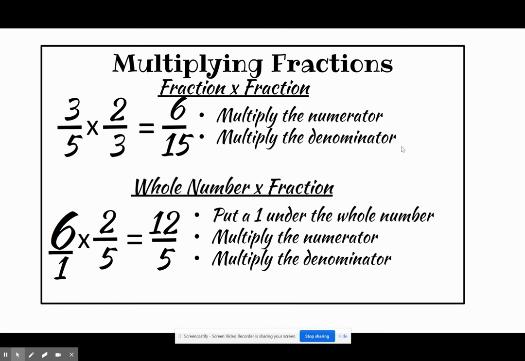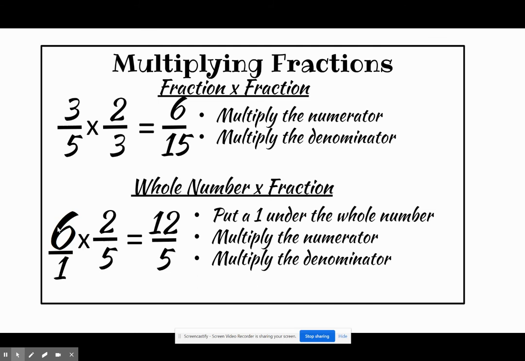Multiplying fractions and dividing fractions is really super easy. In fact, it's way easier than adding and subtracting, believe it or not. In this case, you literally multiply the numerators, multiply the denominators, and you are done. 3 times 2 is 6. 5 times 3 is 15. Very unlike adding or subtracting fractions. When you multiply across the top and you multiply across the bottom.